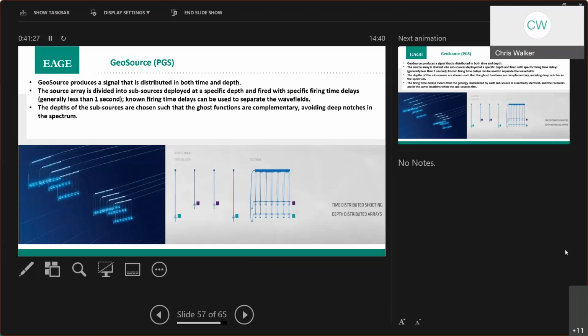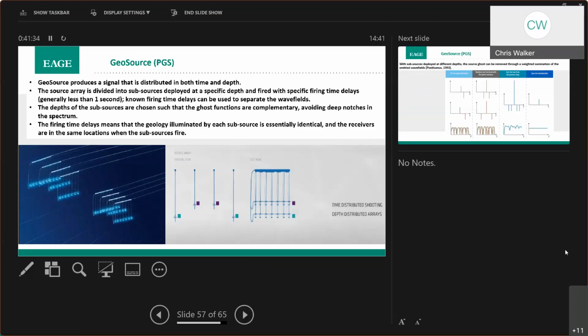So the depths of the subsources are chosen so the ghost functions are complementary, to avoid any deep notches in the spectrum. By having the firing time delays, each source is fired so that the subsurface illumination is identical, and you offset the sources and receivers to give you the same subsurface coverage. So the ghost notch on the source side can be removed by using this time and depth distributed source. Next slide, please.